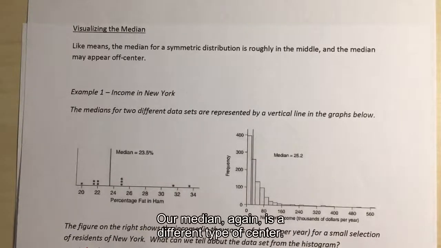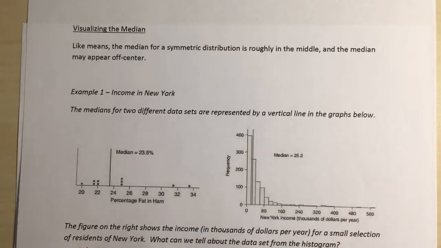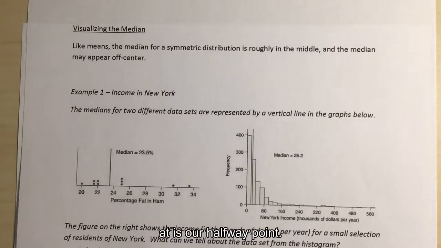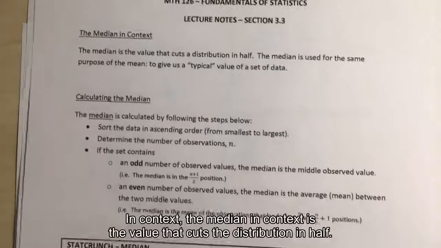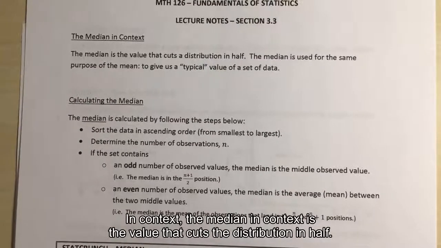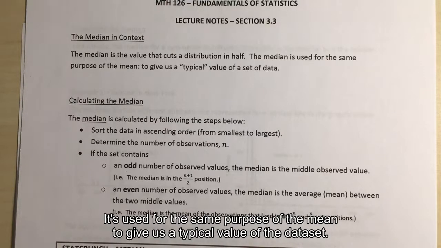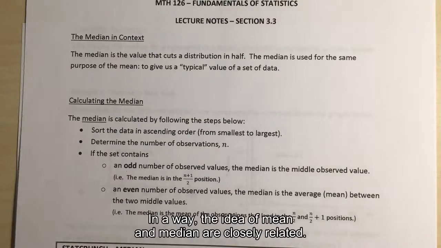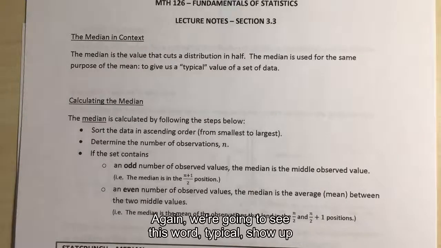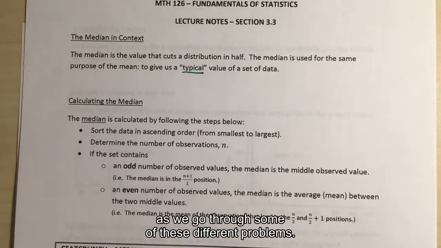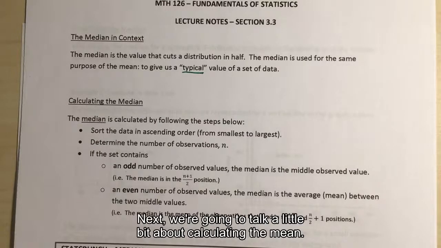Right. So our median, again, is a different type of center. This different type of center means that what we are looking at is our halfway point. So it's not our average, it is our halfway point. In context, the median is a value that cuts the distribution in half. It's used for the same purpose as the mean, to give us a typical value of the data set. So in a way, the ideas of mean and median are closely related. Again, we're going to see this word typical show up as we go through some of these different problems. Right, next, we're going to talk a little bit about calculating the median.